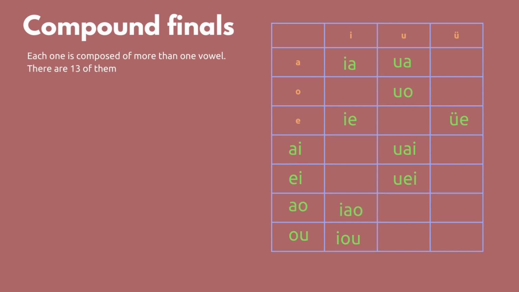The second group is compound finals, which means each one is composed of more than one vowel. There are 13 of them.